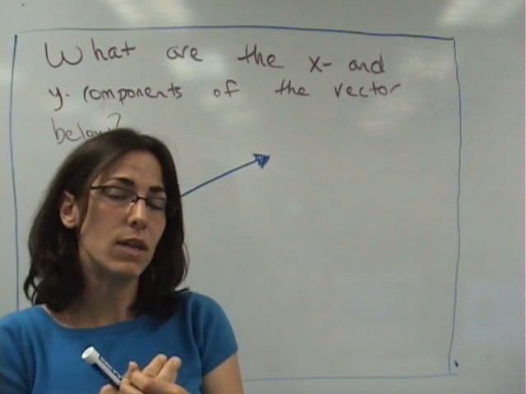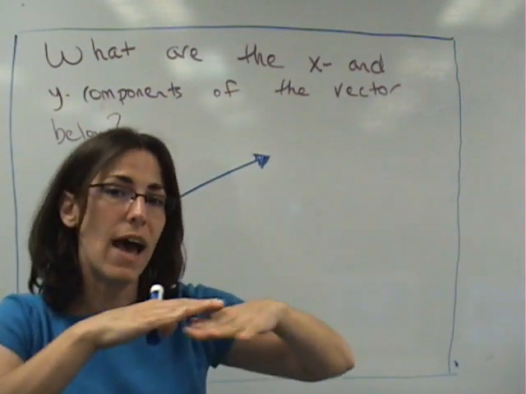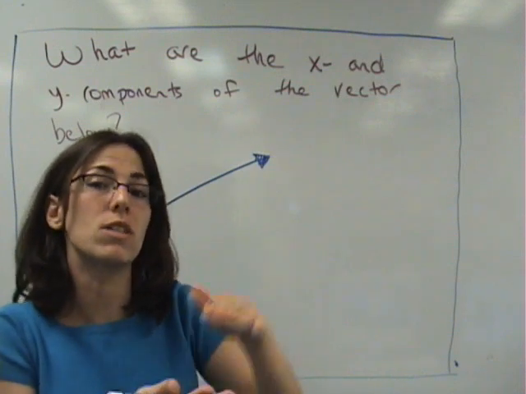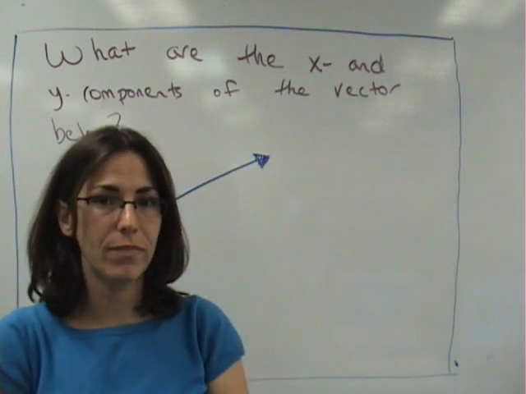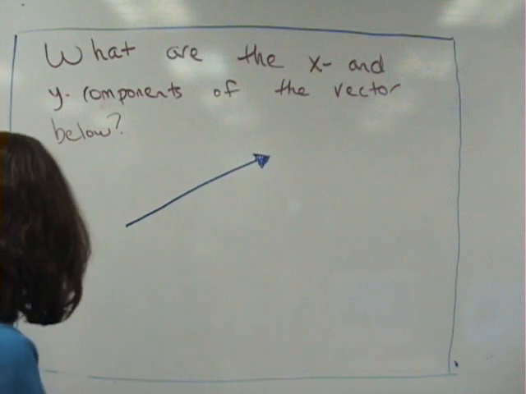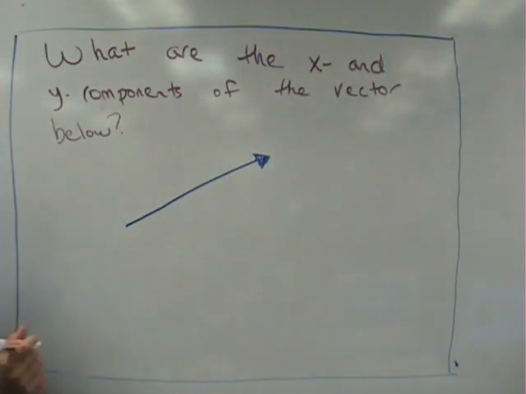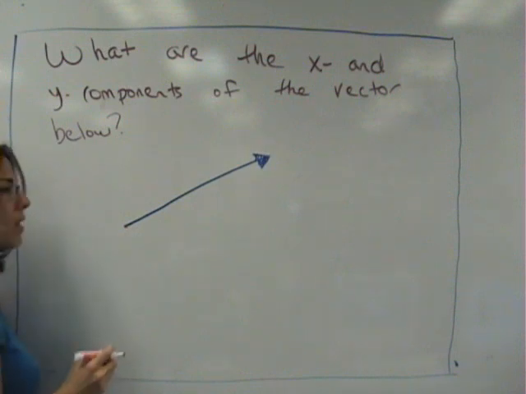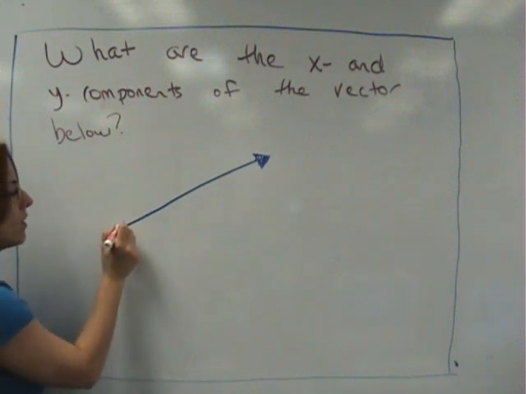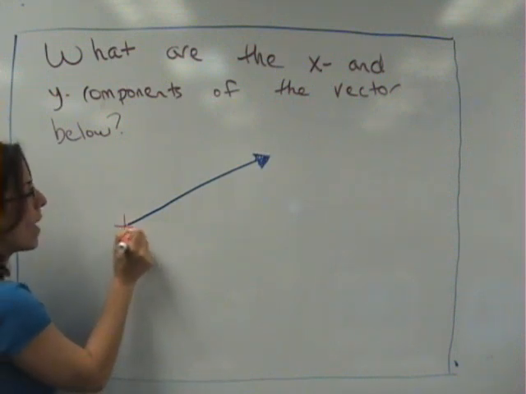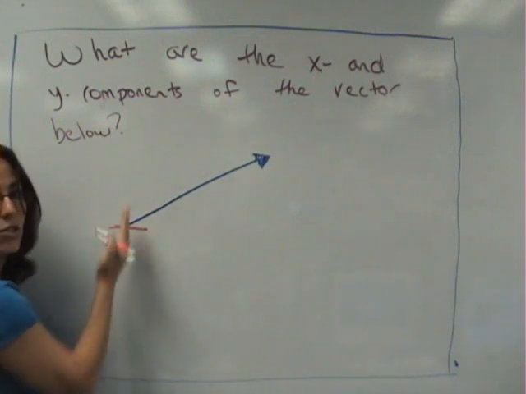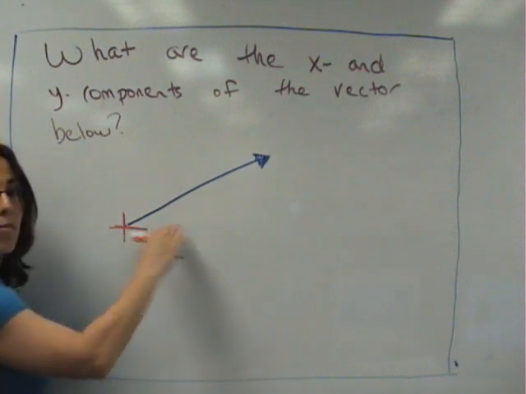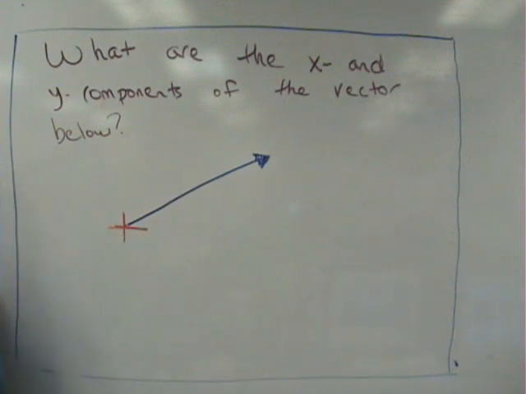So the x component tells you how much of the vector is in the x direction, and the y component tells you how much of the vector is in the y direction. So let's take a look at this problem. We're looking for the x and y components. Right at the tail of this vector, it's probably not a bad idea to draw a little mini version of a y and x axis, just to remind you that we're looking for how much of the vector is this way in the y direction, how much of the vector is this way in the x direction.